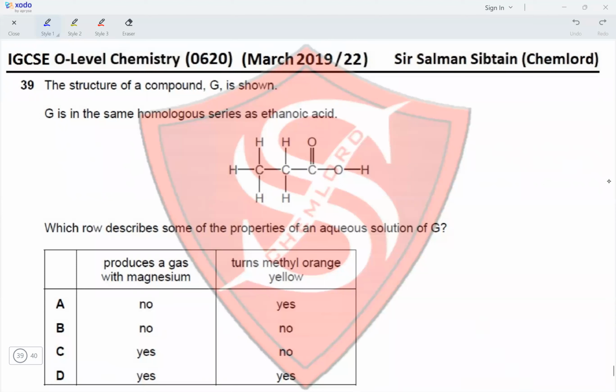Question 39. The structure of a compound G is shown. G is in the same homologous series as ethanoic acid. So G has 3 carbons, making this propanoic acid. Which row describes some of the properties of an aqueous solution of G? Produces a gas with magnesium. A carboxylic acid reacts with a metal to produce hydrogen gas, so the answer should be yes. This eliminates options A and B. Turns methyl orange yellow. Methyl orange is red in acids and yellow in bases, so it should not turn methyl orange yellow. This eliminates option D and makes option C the correct option for this question.